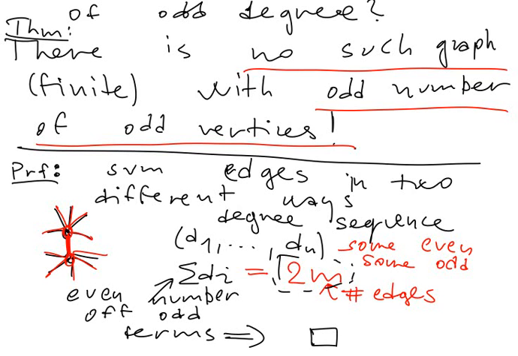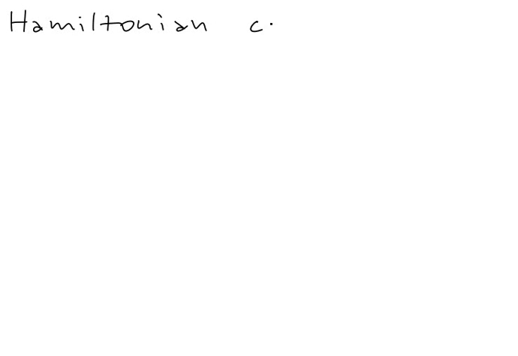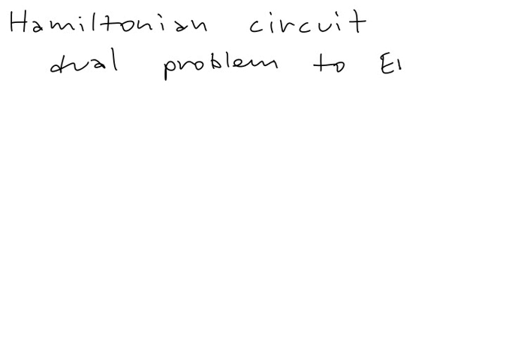And so maybe one last piece of information for this talk. Let me consider something which is called a Hamiltonian circuit. And this is kind of a nice thing, because it is some kind of dual problem to the Eulerian tour.